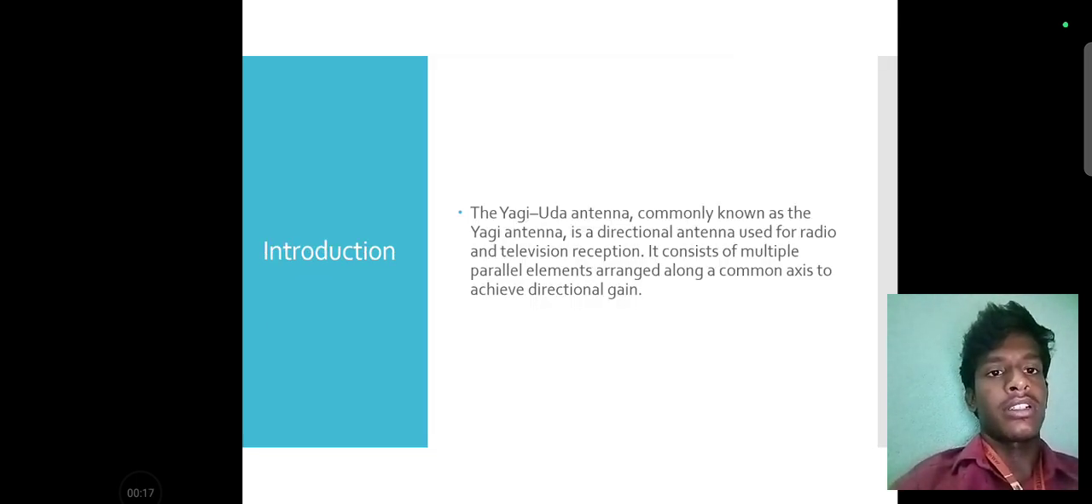Coming to the introduction of my topic, the Yagi-Uda antenna is commonly known as the Yagi antenna. It is a directional antenna used for radio and television reception. It consists of multiple parallel elements arranged along a common axis to achieve directional gain.